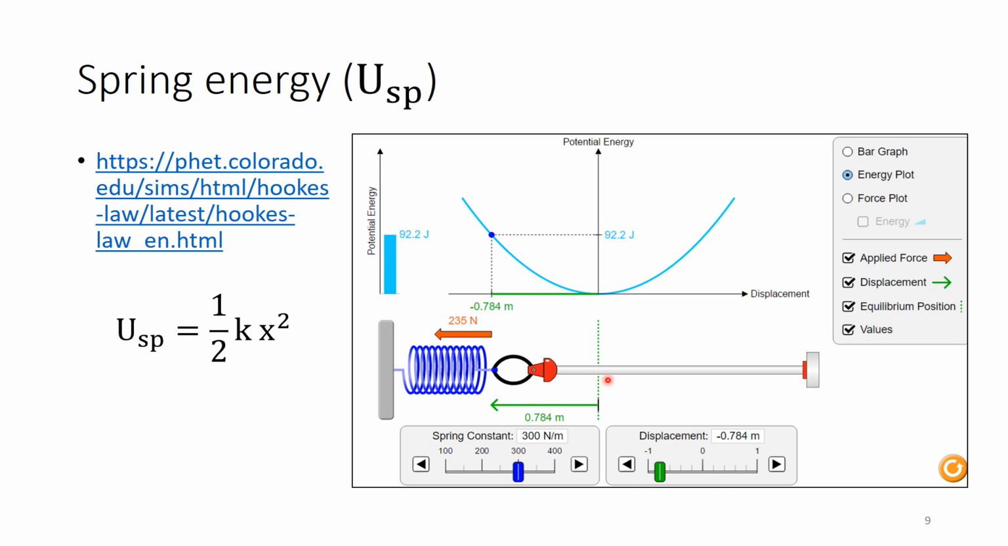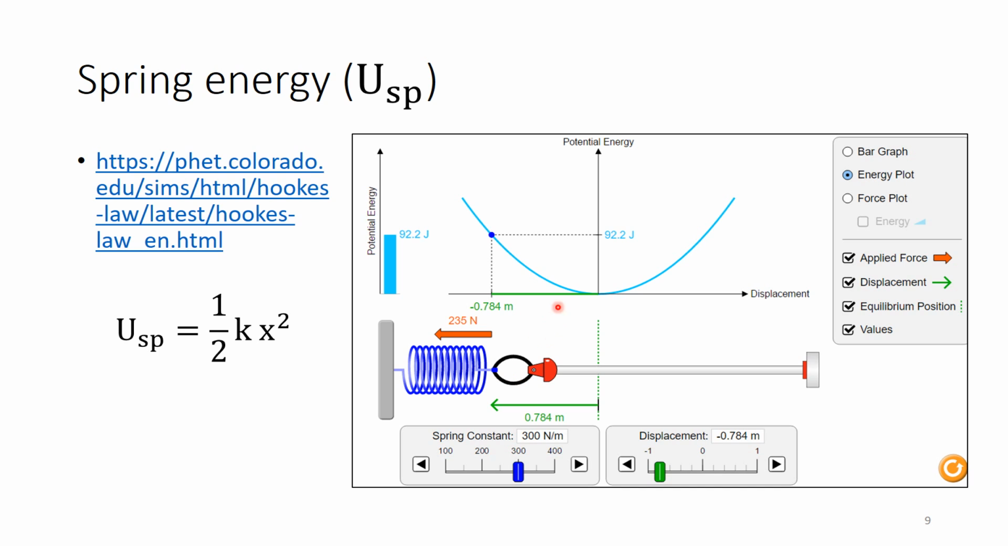In this picture, the equilibrium length of the spring is shown by this green dashed line. Here the spring is compressed. It's made shorter by 0.784 meters. To do that, the spring has to apply 235 newtons of force at its compression. At this compression, the spring has to be pushed with 235 newtons to the left, and the spring is pushing back with the same force.